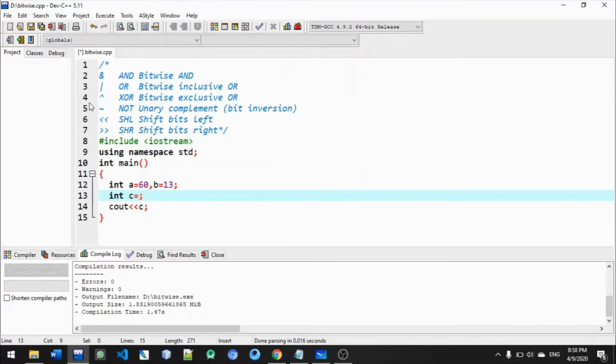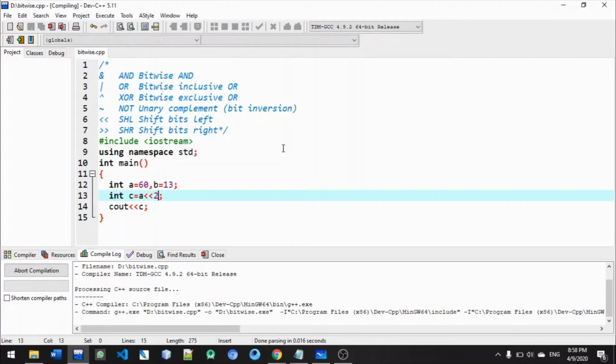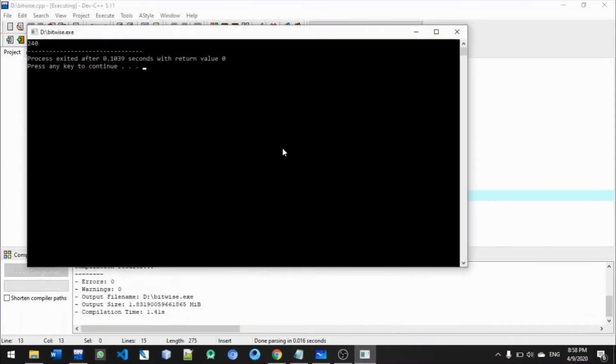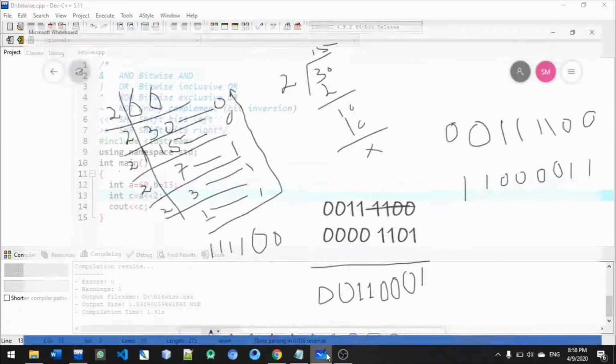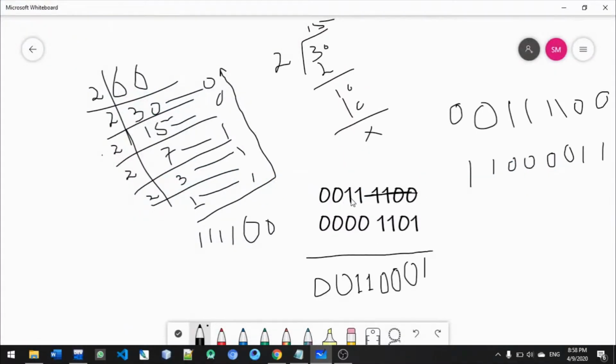Okay, so now let's tag this shift. Shift means shift by 2. I'm just here tagging a shift by 2. Okay, now let's run it. So what we have, 240. So how did we get 240? We said shift it toward 2 bits. What does shift toward 2 bits mean? See this. This 1 1 will shift toward over there.